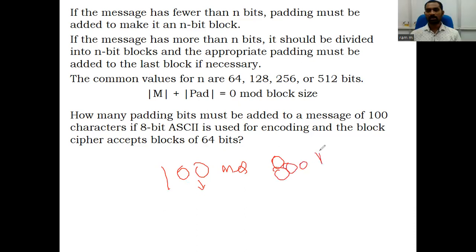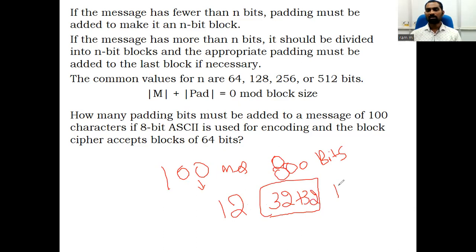800 bits is not divisible by 64. So I'll get 12 blocks, and for the 13th block I'll have only 32 bits. To make this a complete block, I need to add one more 32. Now in total I'll have 13 blocks, which can easily be encoded using the block cipher. This is how padding works.